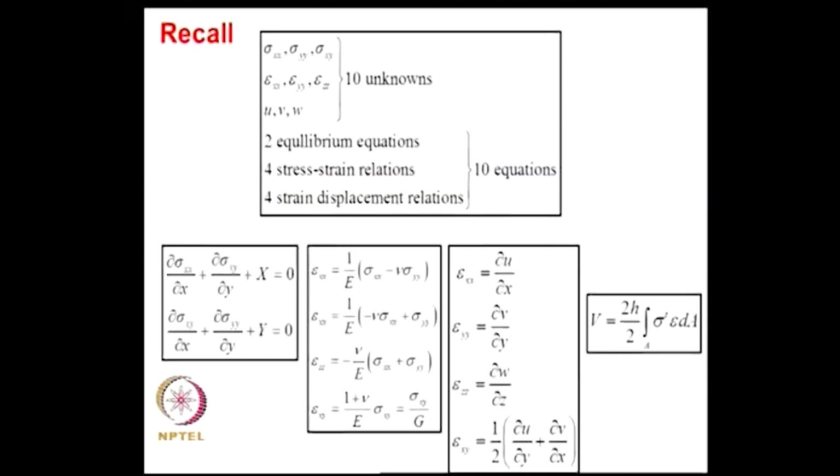So, resulting from that analysis, we saw that there will be 10 unknowns in this model: 3 stress components, 3 strain components and 3 displacement components. I think there will be one more component, epsilon xy. Now, there will be 2 equilibrium equations, 4 stress strain relations and 4 strain displacement relations. So, the number of unknowns and number of equations match, and these are these equations, and based on that we will be able to compute the strain energy in the body.